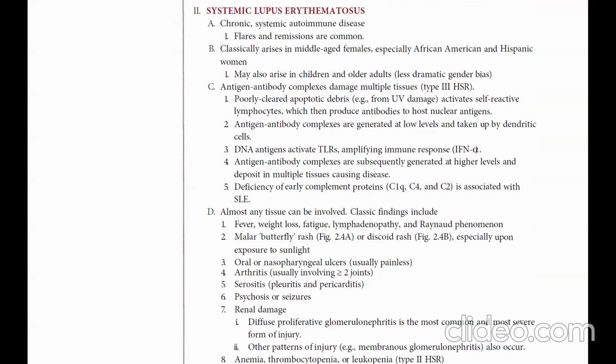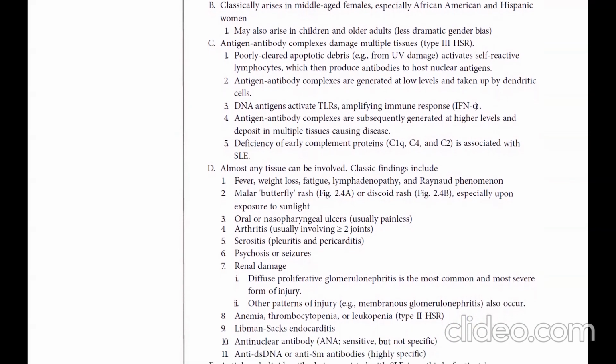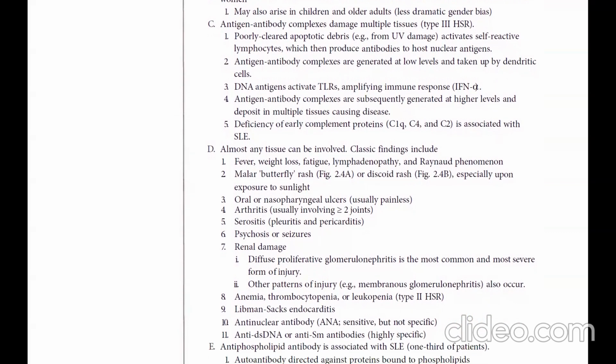Deficiency of early complement proteins C1, C4, and C2 is associated with systemic lupus erythematosus. Almost any tissue can be involved. Classic findings include fever, weight loss, fatigue, lymphadenopathy, and Raynaud phenomenon. Malar butterfly rash or discoid rash, especially upon exposure to sunlight, and oral or nasopharyngeal ulcers, which are usually painless.